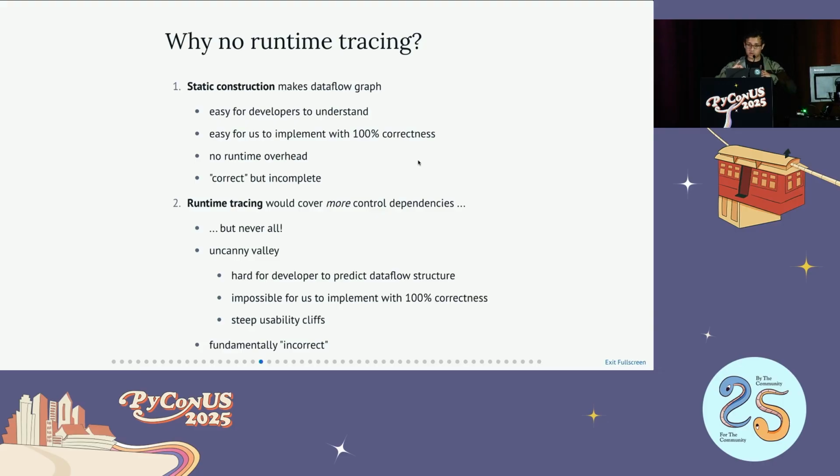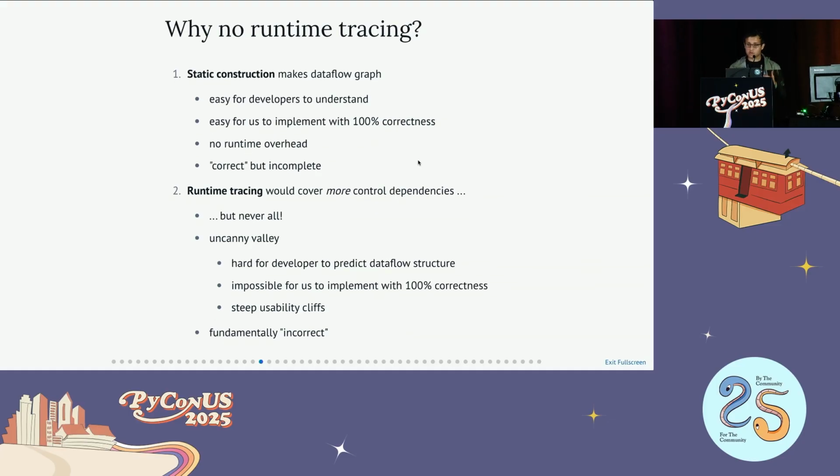By limiting the graph to just variable definitions and references, it makes our dependency structure really easy for developers to understand. If you run a cell, you will know what other cells are going to rerun just by reading off the code. It's easy for us to implement this model with 100% correctness. And a secondary concern, there's not really any performance overhead because we just parse and analyze each cell just once.